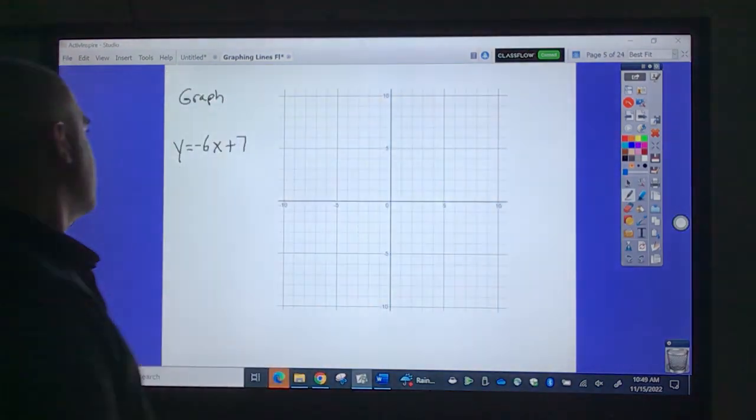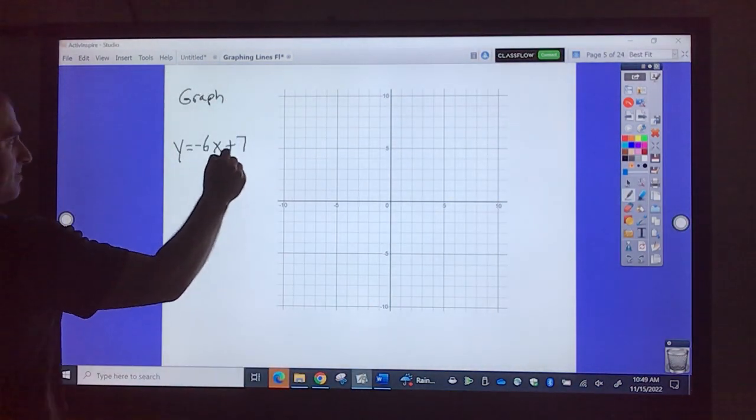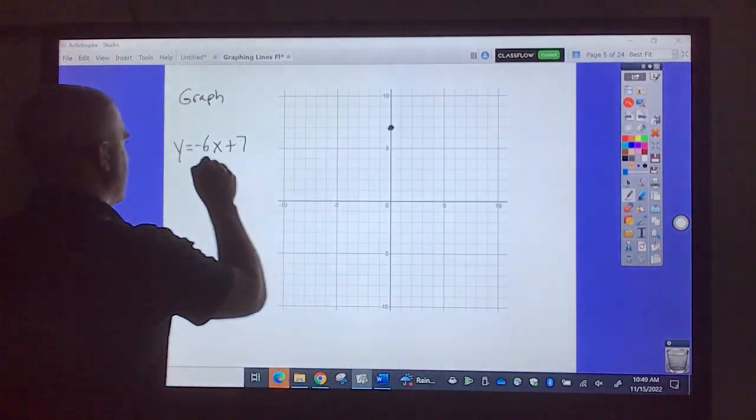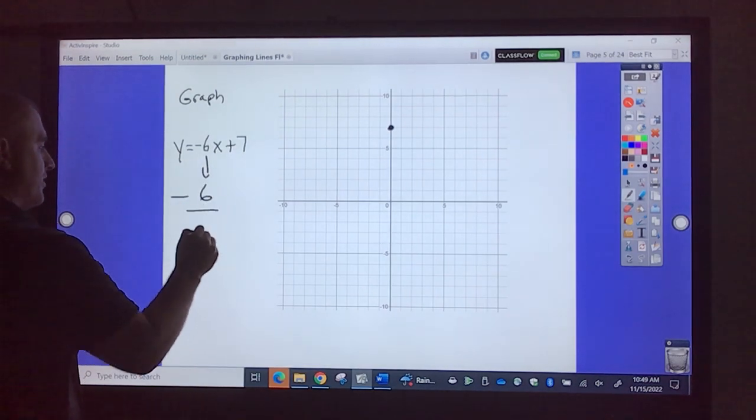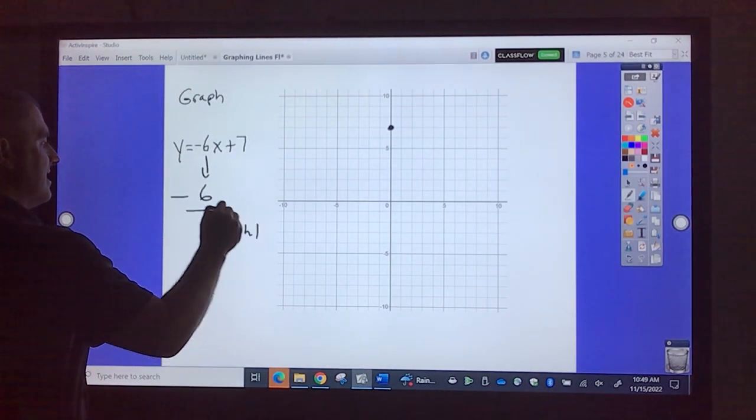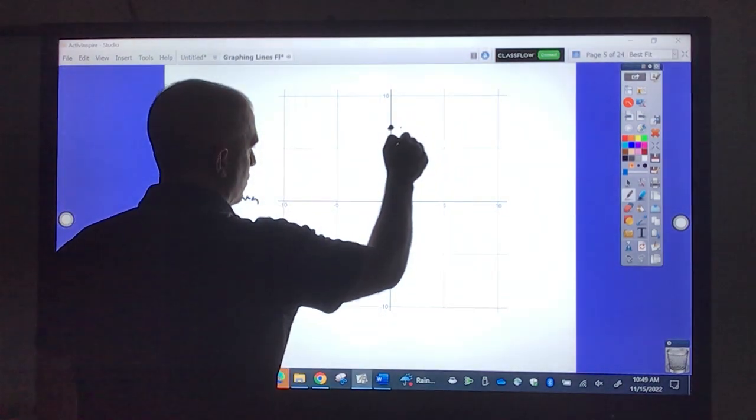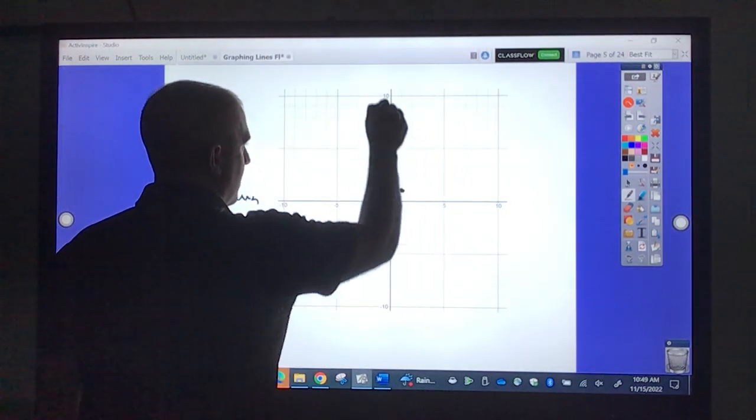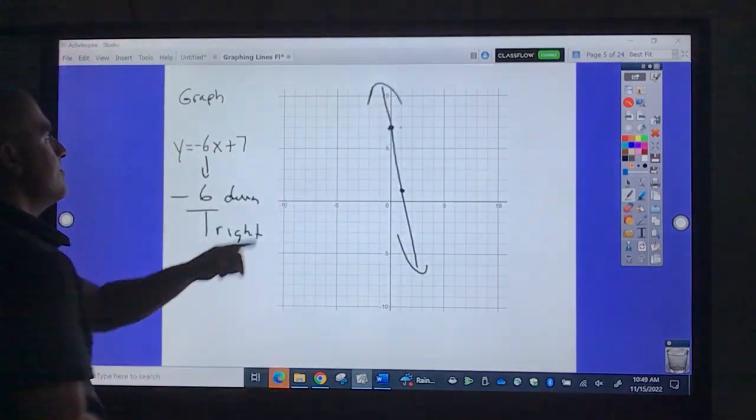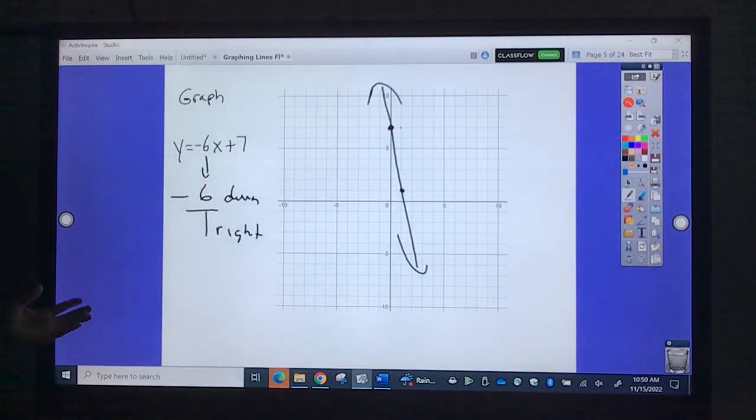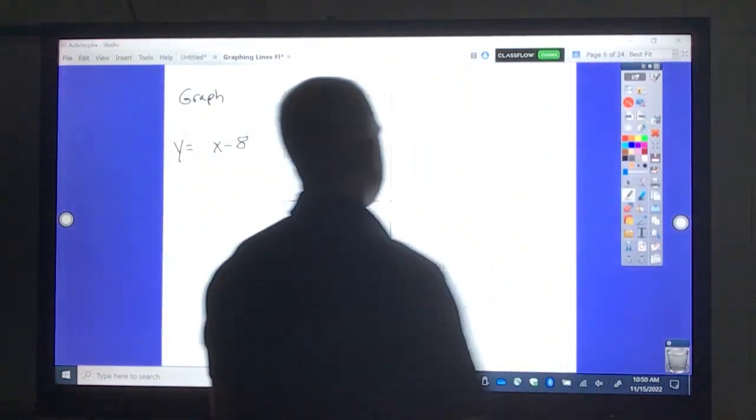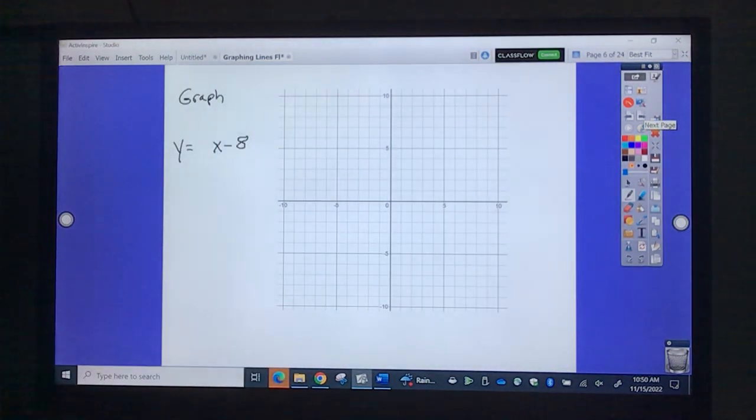This one, I'm at 7. That's my y-intercept, which would be right here. Now, what would this be as a fraction? -6 over 1. 1 right, 6 down, because it's negative. So 1 right, 1, 2, 3, 4, 5, 6 down. And that should match up with my negative slope.